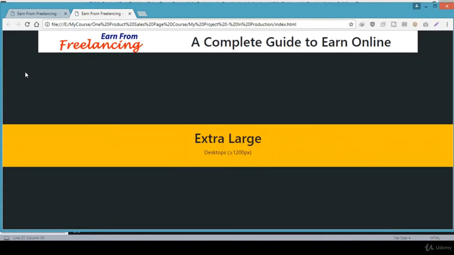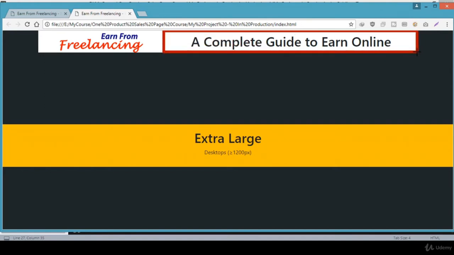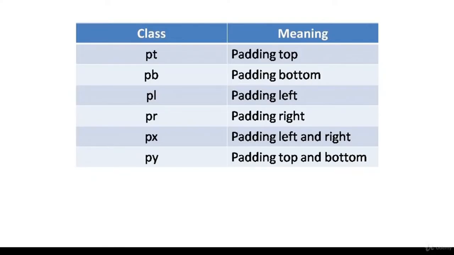Now we are going to change the font of the page. If you look at the original design, the logo text has top padding. In Bootstrap, creating padding is very easy. This is the padding chart, and PT is applied for padding top, PB is applied for padding bottom, PL is applied for padding left, and PR is applied for padding right. And PX means padding for the X axis, it means left and right. PY means padding for the Y axis, it means top and bottom.